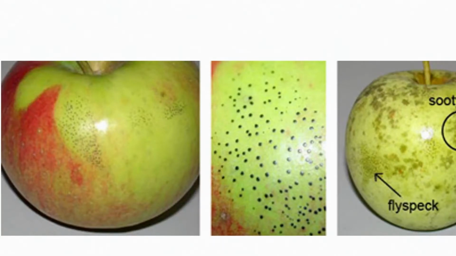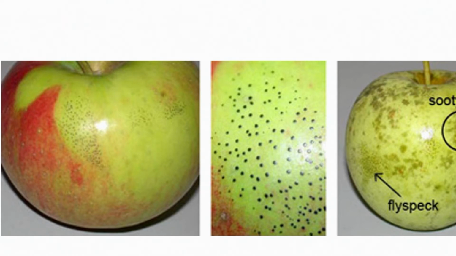Sooty blotch shows up as dark brown to black smudges. The blotches range in size from half-inch diameter circles to smears that can cover half of the apple surface. Some blotches are also very faint and barely visible. So in the last two images here, you can see the sooty blotch shown here in this circle as smears, or you can often see single circular lesions. So there's one here and then another one over here.